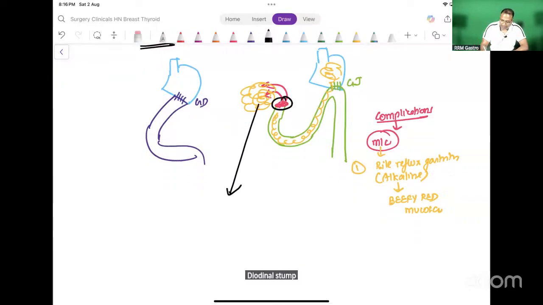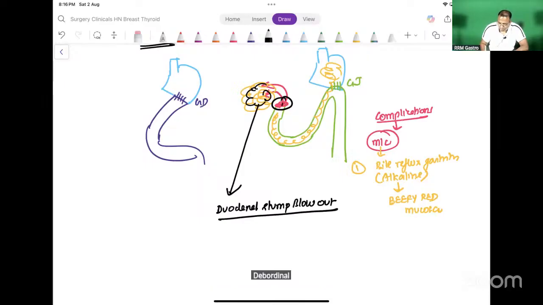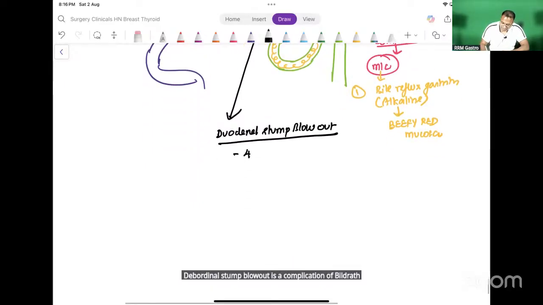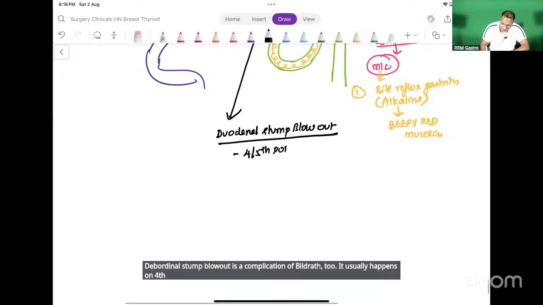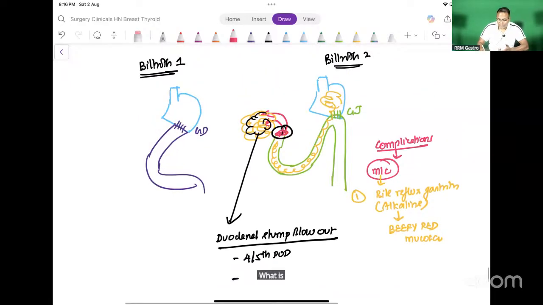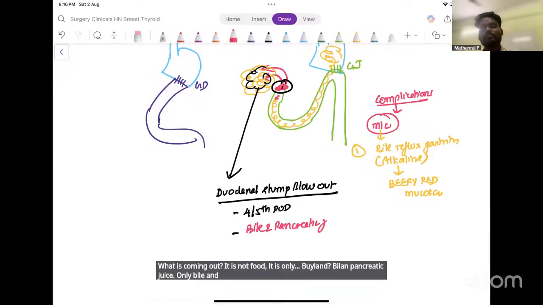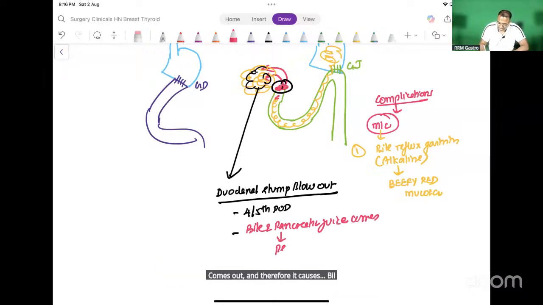Duodenal stump leak, what comes out is bile. What is this? Duodenal stump blowout. This is a very common MCQ. Duodenal stump blowout is a complication of Billroth 2. It usually happens on the 4th or 5th post-op day. What comes out from that? It is not food. It is only bile and pancreatic juice. And therefore, it causes biliary peritonitis.